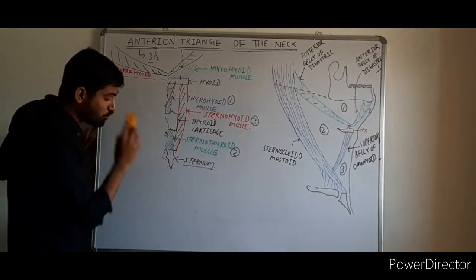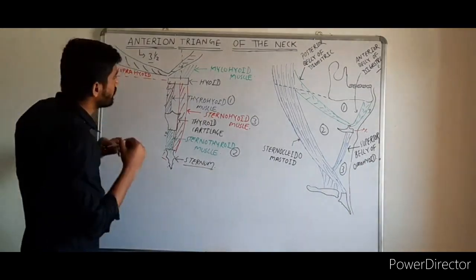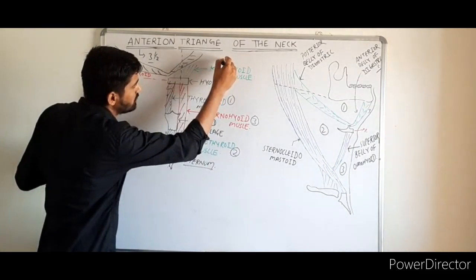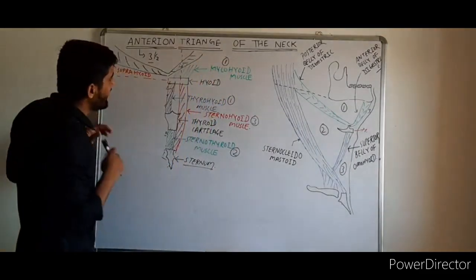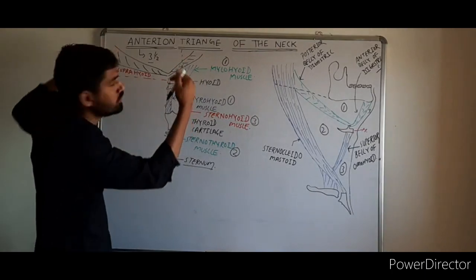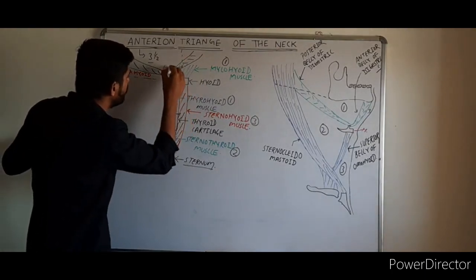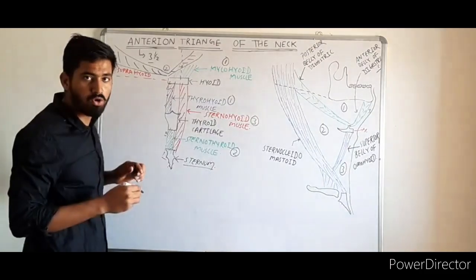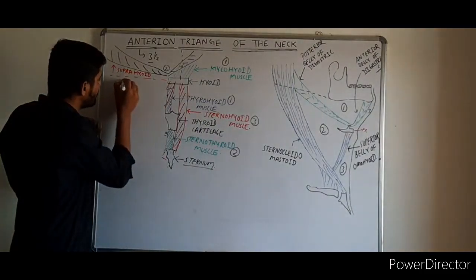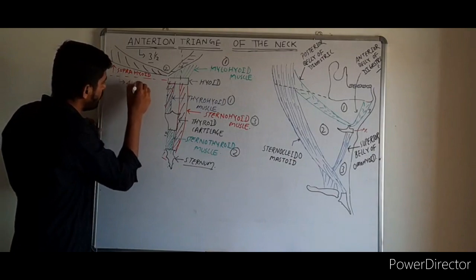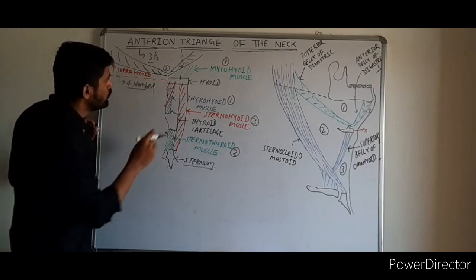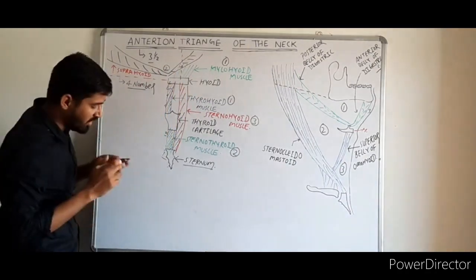Now suprahyoid muscles. So see, here is the hyoid, and above this hyoid, first is the mylohyoid muscle. Second, the digastric muscle is also above the hyoid, so the digastric is also suprahyoid. Now two more. Suprahyoid muscles are four in number.